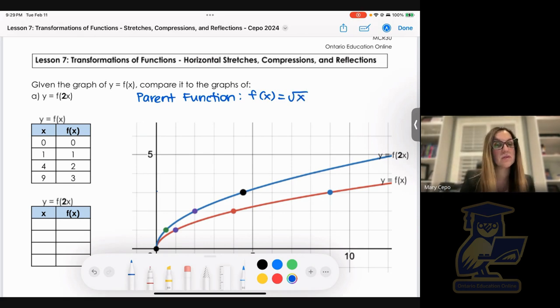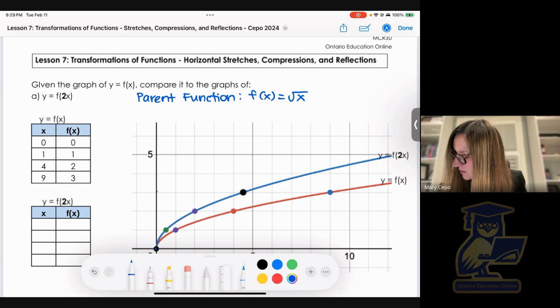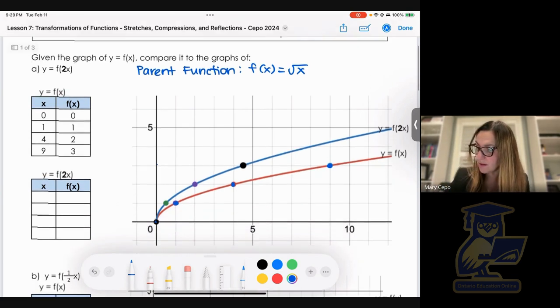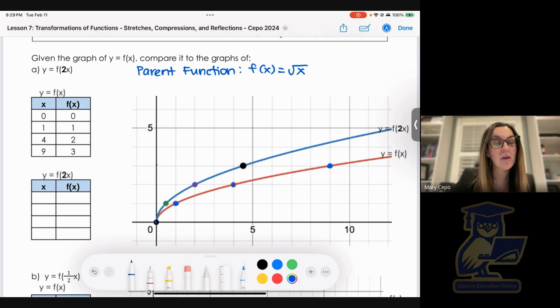Those key points are (0, 0), (1, 1), (4, 2), and (9, 3). So the red graph represents our parent function. We want to know what happens, given the graph of y equals f of x, if we compare it to the graph of y equals f of 2x. What does that 2 do to our function?